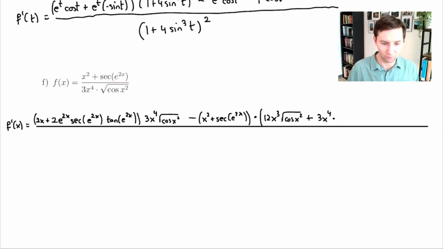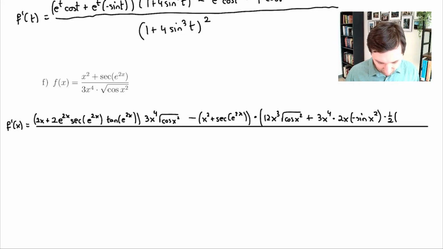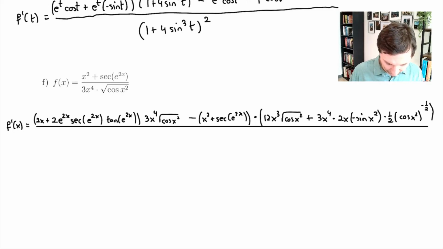That is the chain rule. The derivative of x squared is 2x. The derivative of cosine is negative sine of whatever was inside of cosine, so negative sine of x squared. Finally, the derivative of square root is 1/2 whatever was inside of the square root to the power negative 1/2. The quotient rule says to divide everything by the denominator, so 3x squared square root of cosine of x squared, but squared.